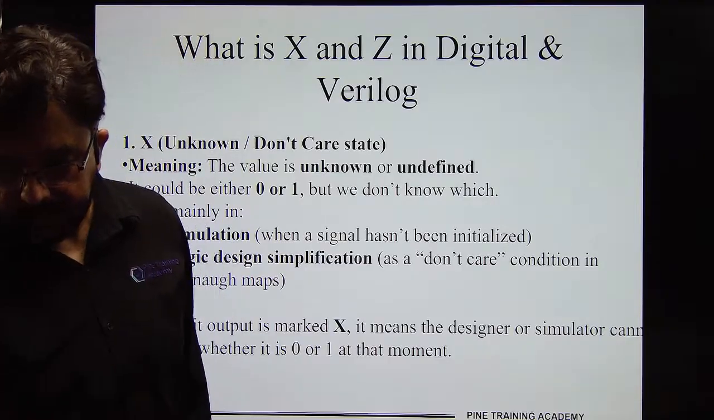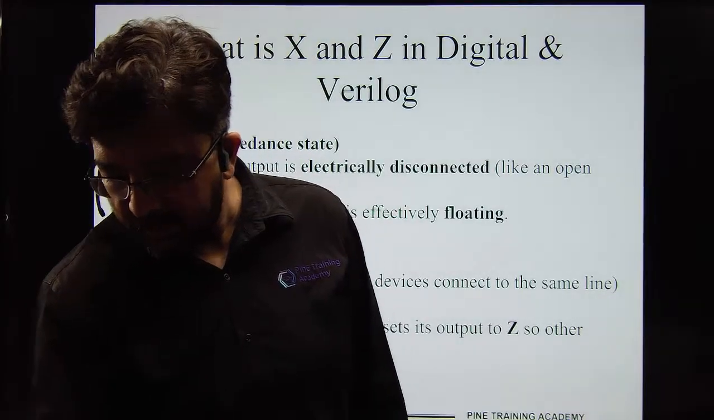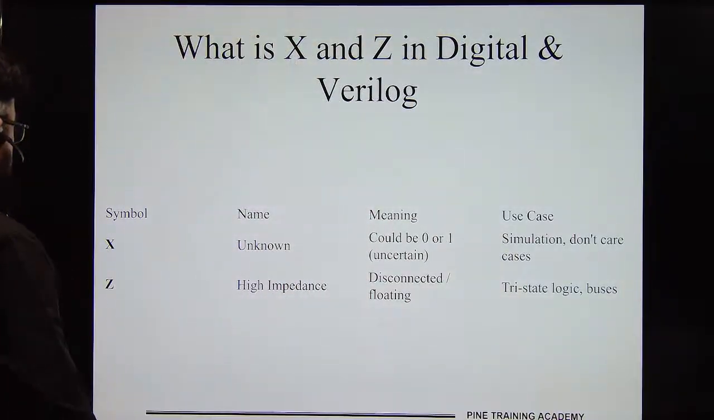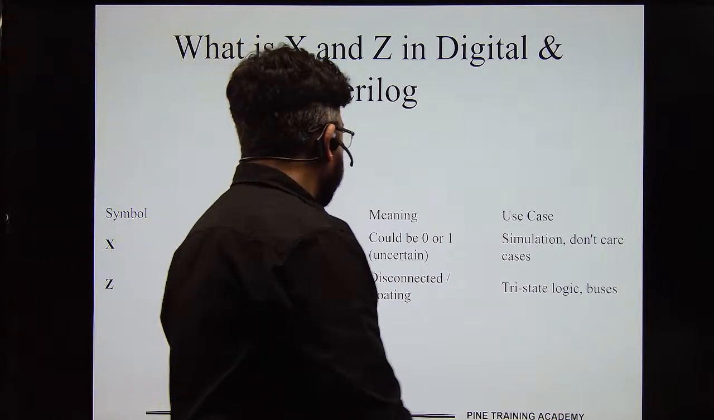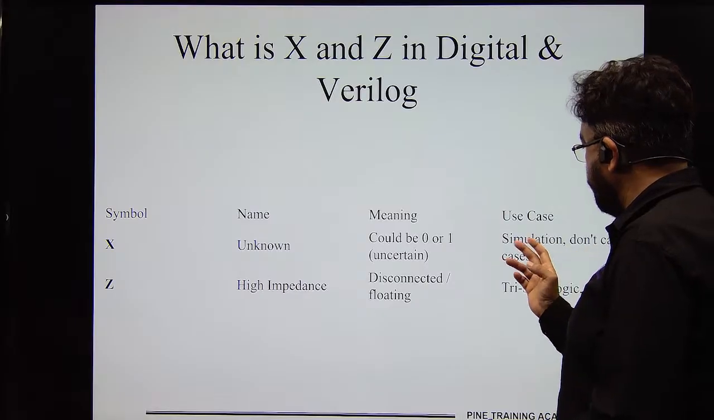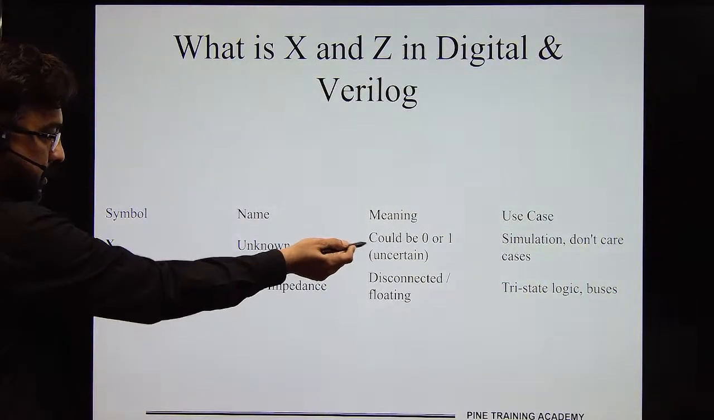I will change some lines in these slides. Again, a basic comparison: the symbol X means unknown, could be 0 or 1, uncertain, and used in simulation don't care cases. This is basically a use case.